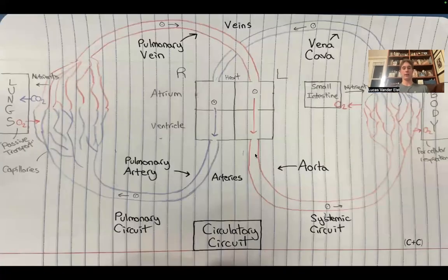Okay, so this is my own drawing of the circulatory circuit. I'm going to go through it. We can just start here. This is a blood cell, and it's deoxygenated right now.